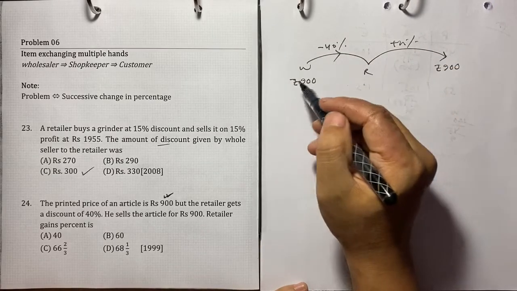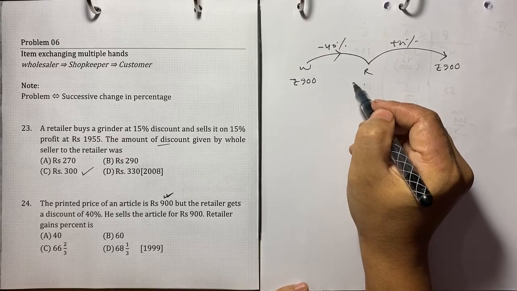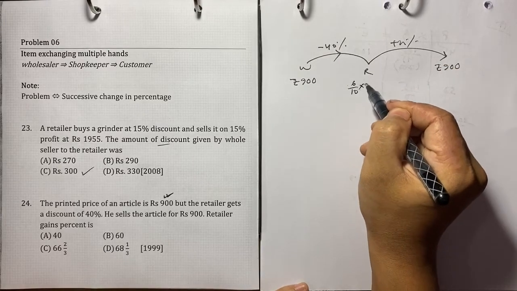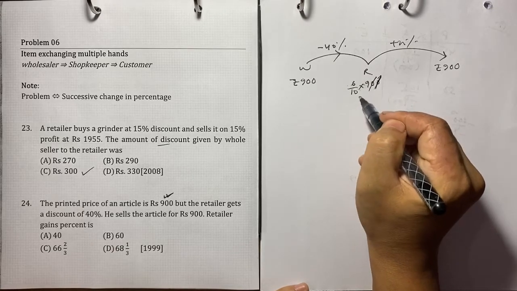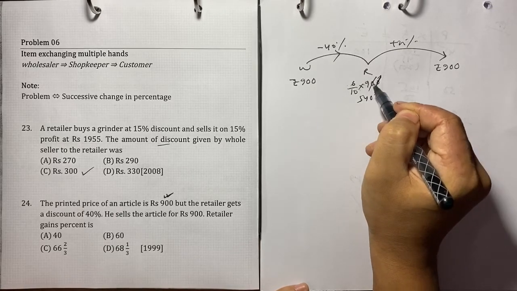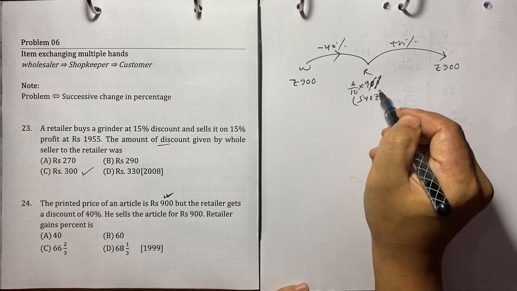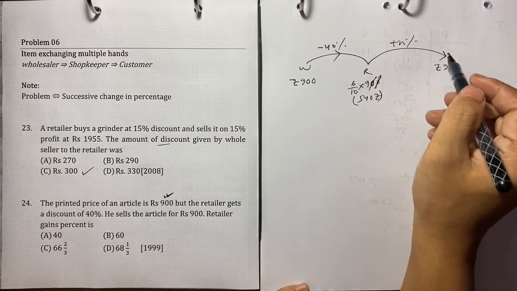So in this case, 900 with 40% discount, he gets 540 rupees.